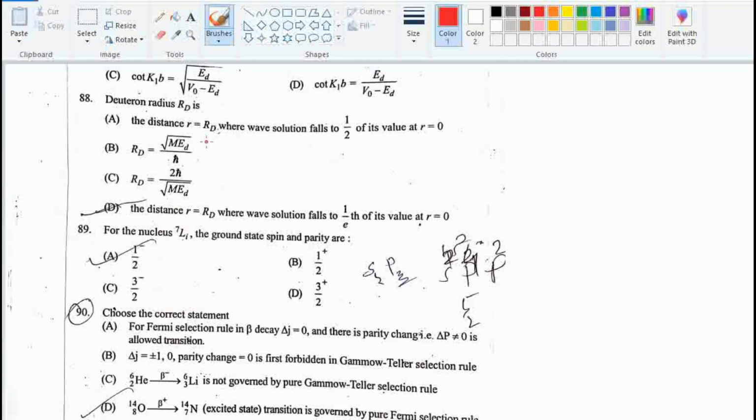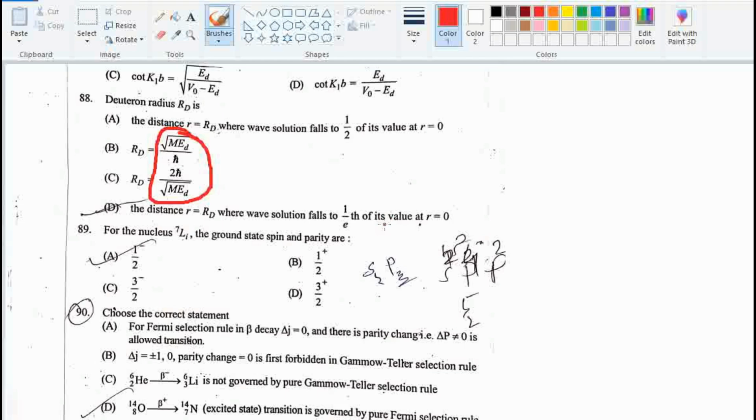If you see closely, these two options are inverse of each other. You see here s cut is in the denominator, and in option C the s cut is in the numerator, and this term is in the numerator here, and in the denominator there. And in option D, it is given that the distance r equal to rt, where the wave function falls to 1 by e of its value at r equal to 0.